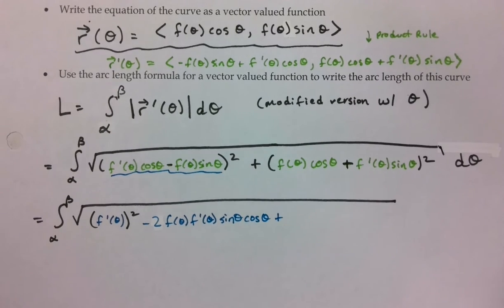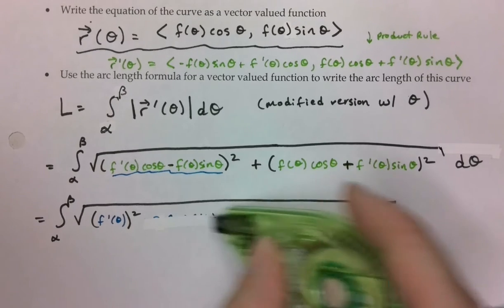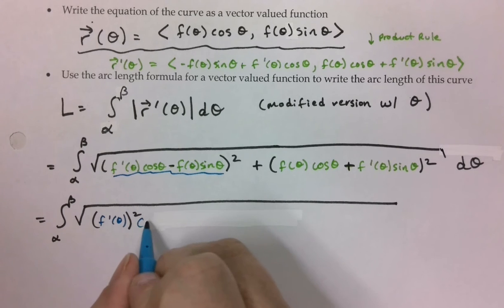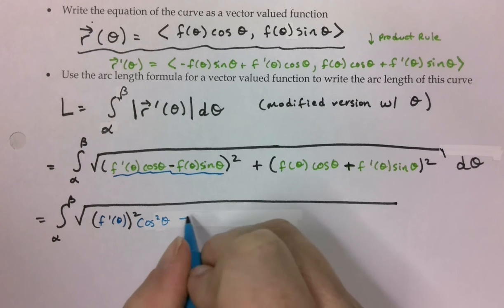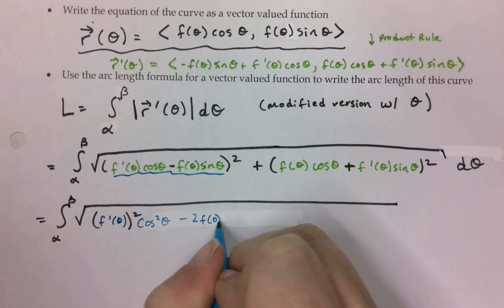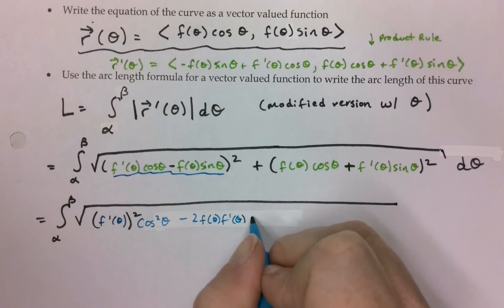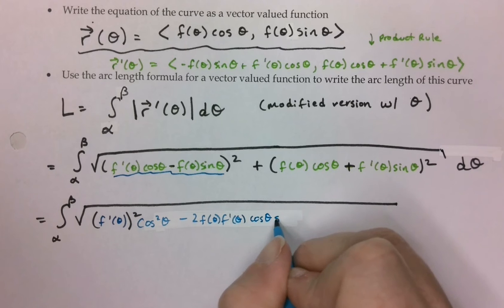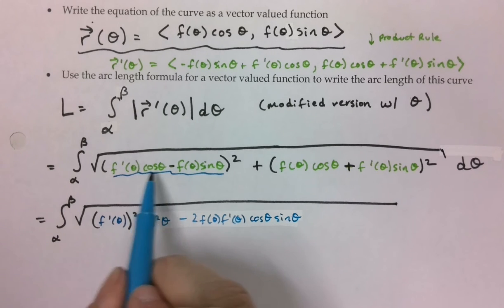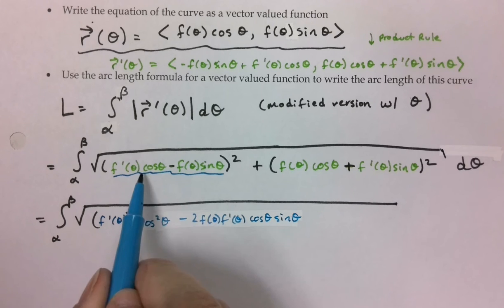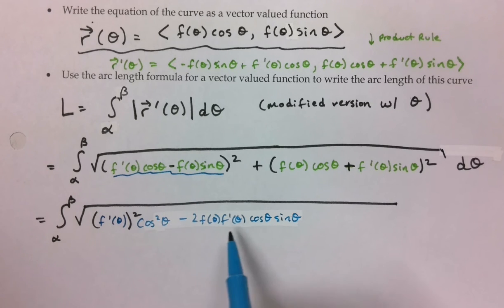There we go. And then plus, oh, fiddle faddle. Sorry, I forgot something. When I did f of theta squared, I forgot about my cosine squared theta. There we go. Minus 2 f of theta, f prime of theta, cosine theta, sine theta. There we go. Because it's this term squared, and then 2 of the terms multiplied by each other. So sine of theta, cosine theta, f of theta, f prime. So that's this whole thing.